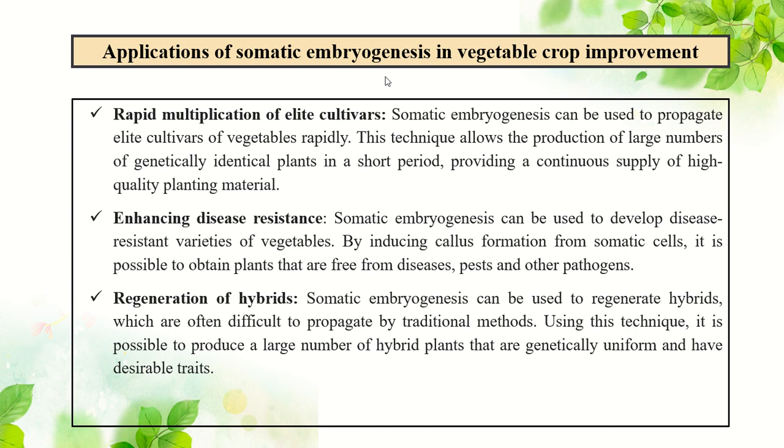Now remember this, these words you have to write: elite cultivar multiplication. What does it mean? It means genetically identical clones, or genetically identical plants, you can produce in a very short period, so that continuously high quality planting materials can be produced with the rapid multiplication of elite cultivars. So that is one of the ways of application of somatic embryogenesis.